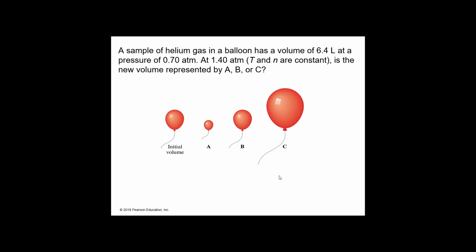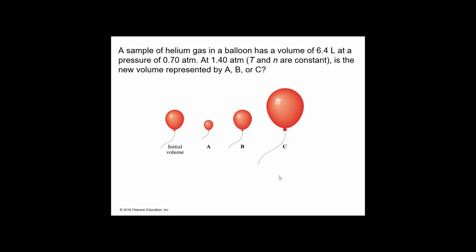Oh, one more problem. A sample of helium gas in a balloon has a volume of 6.4 liters at a pressure of 0.7 atm. At 1.4 atm, is the new volume represented by A, B, or C? So the thing you need to look and understand here is to pull the variables out, and look at the variables that you can compare.